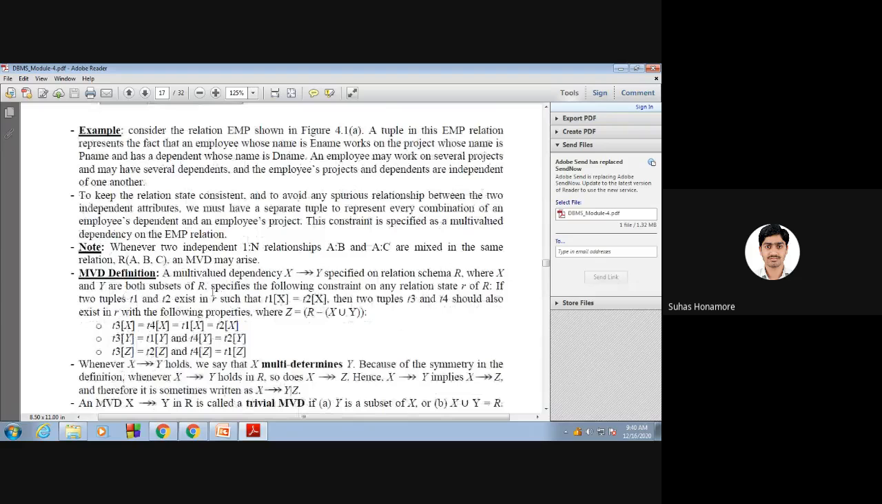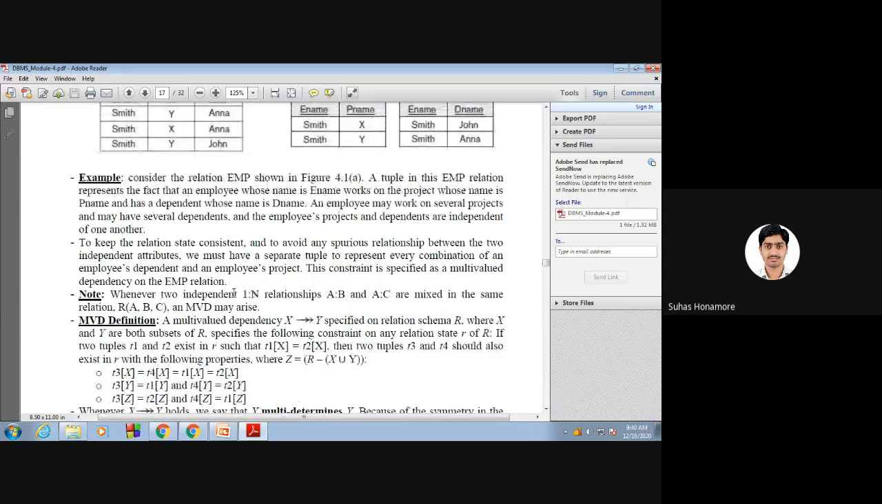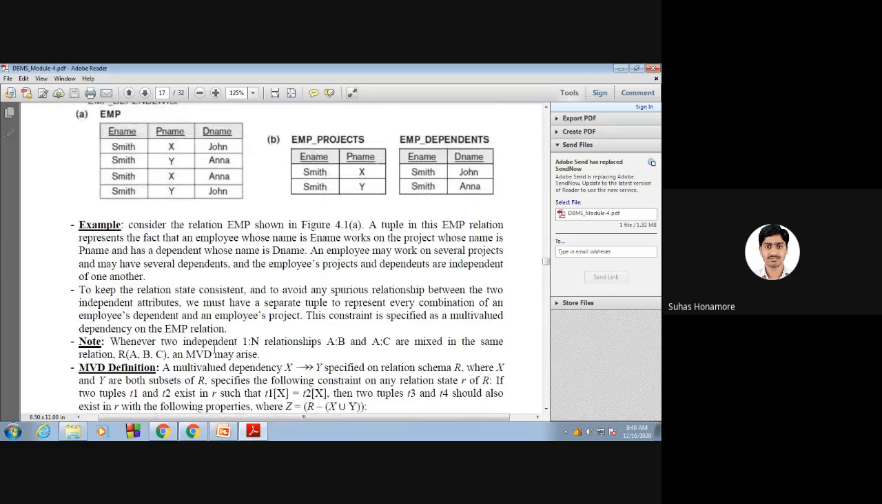Okay, so let's see one definition properly. There is a relation, independent relation 1 to n. Here a 1 to n relation is there, because n means multi-valued attributes will come. So for one employee, more values will come. Minimum two independent 1 to n relationships will exist, that is A to B and A to C, and these two are independent.